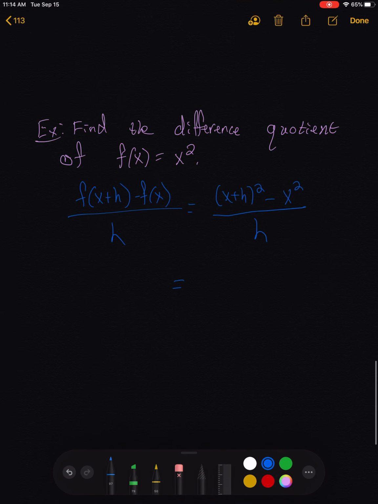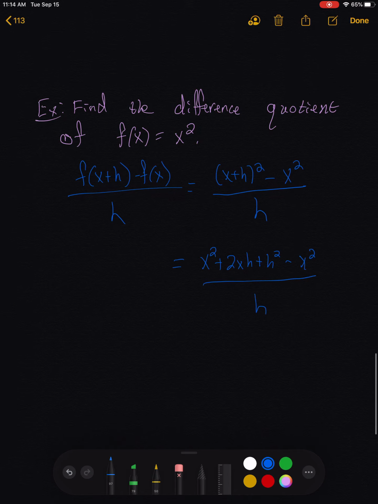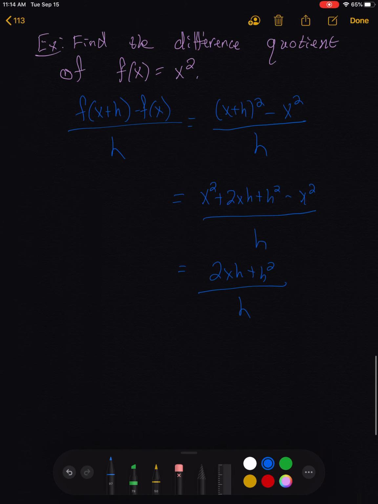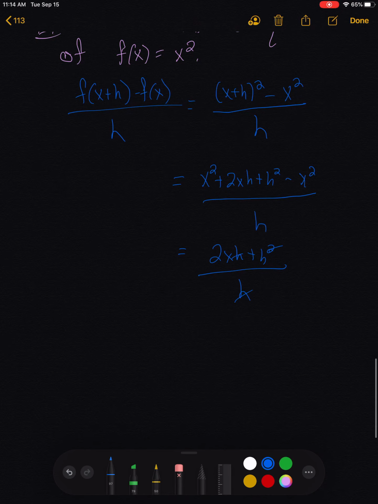If we expand out that (x plus h) squared, we'd have x squared plus 2xh plus h squared minus x squared, over h. So the x squared and the negative x squared cancel. That leaves us with 2xh plus h squared over h. And now we can cancel a factor of h from each term, which leaves us with 2x plus h.